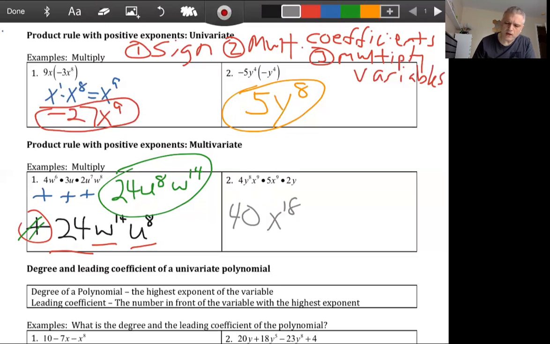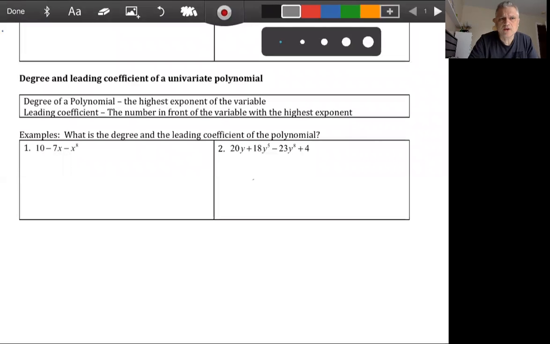And then what about the y's? We got y to the 8th times y. Remember, there's an invisible 1 above in the exponent. So y to the 8th times y to the 1st is y to the 9th. Good answer. Okay. I'm going to scroll up some more. So that concludes the multiplying part of day 1 notes.